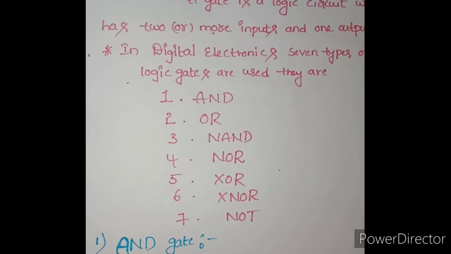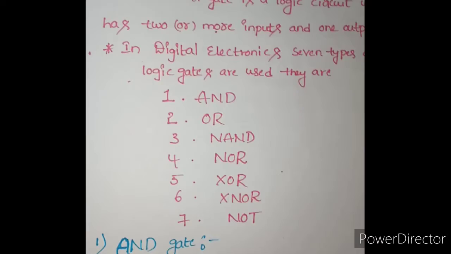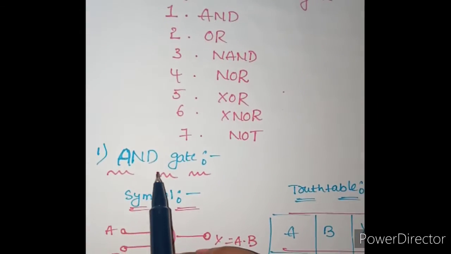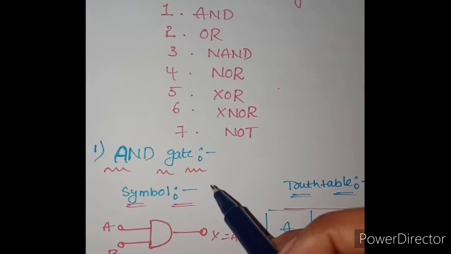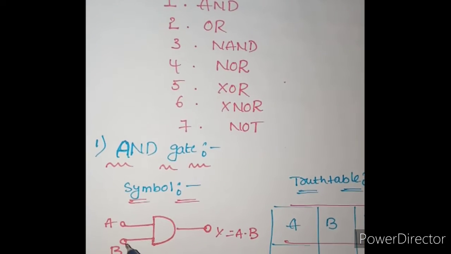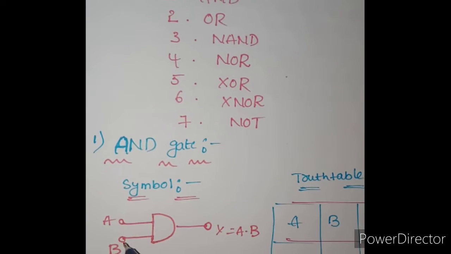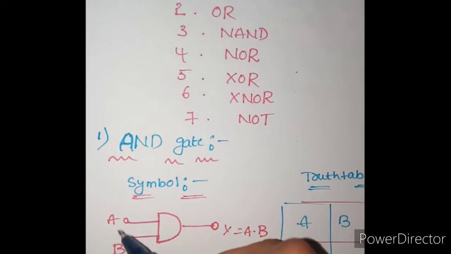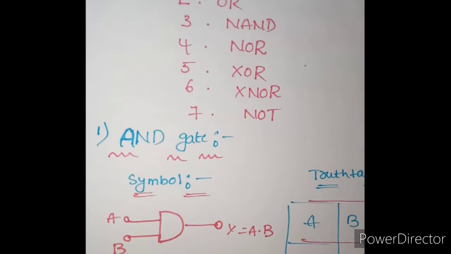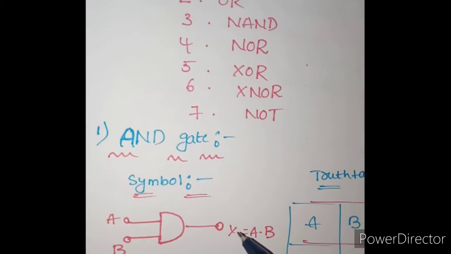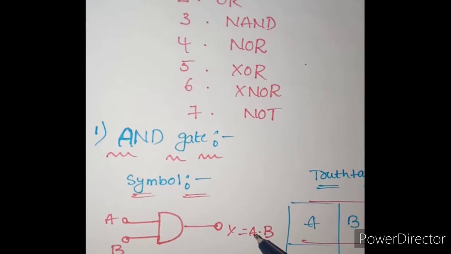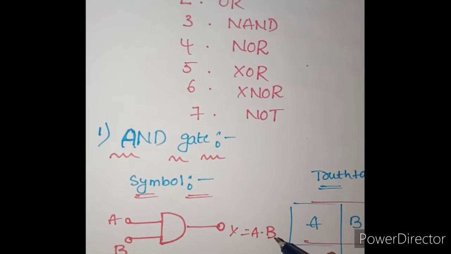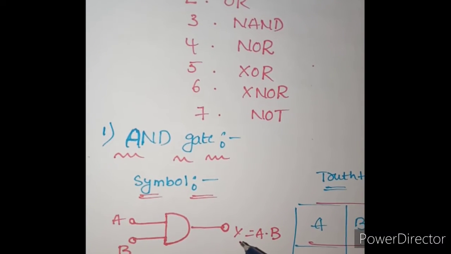I will explain each and every gate briefly. See here, AND gate. An AND gate has two or more inputs and only one output, which is equal to the AND product of all inputs. Here A is the first input, B is the second input and Y is the output. Y is equal to A dot B. That means the AND product of these two inputs is known as an AND gate.